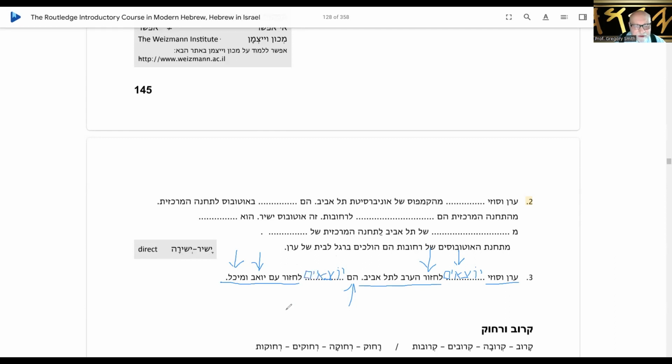Okay, Hem Yotzim Lehatsurim with Yoav Vamikal. הם יוצאים לחזור עם יואב ומיכל. And it's Yoav Umikal. Notice that connecting vav there. In this case, it's a shurik. Lehatsurim Yoav Umikal. That's what it is. הם יוצאים לחזור עם יואב ומיכל. Okay. All right. So we should have Yotzim and Yotzim, but we'll see what the answer key says.